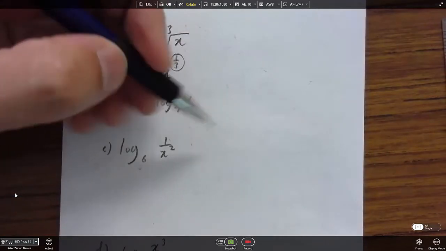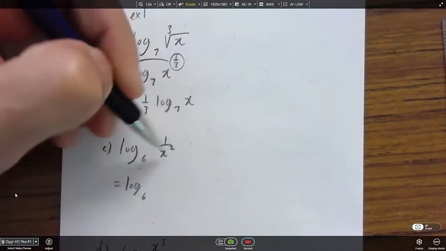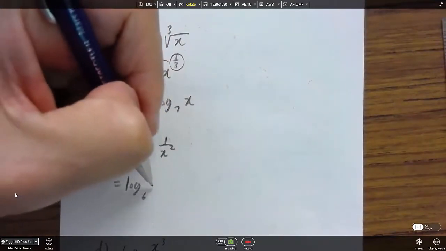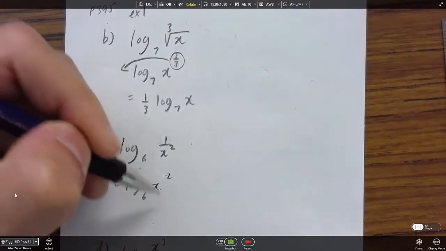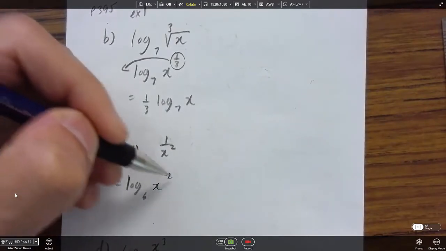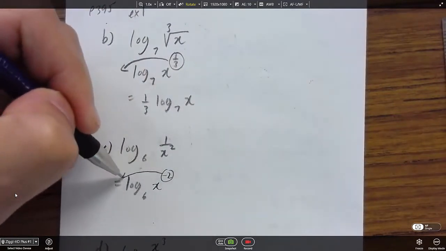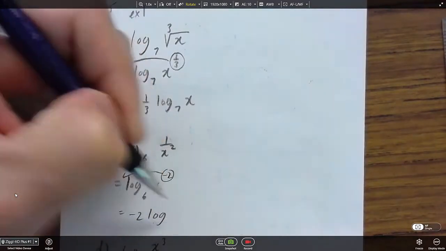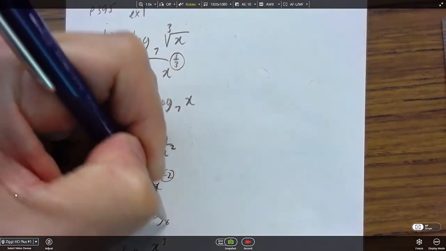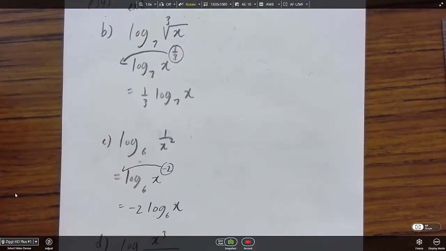Okay, so let's play with our exponent laws for part C here. We have log 6, and when we have 1 over x squared, that's the same thing as x to the negative 2. Remember, the negative exponent means 1 over that same base to the opposite sign of that. So the log rule says you can drop down the exponent, and so we have negative 2 times log 6 x. And that is a graph. You can even use Desmos or some graphing calculator to see what that looks like.